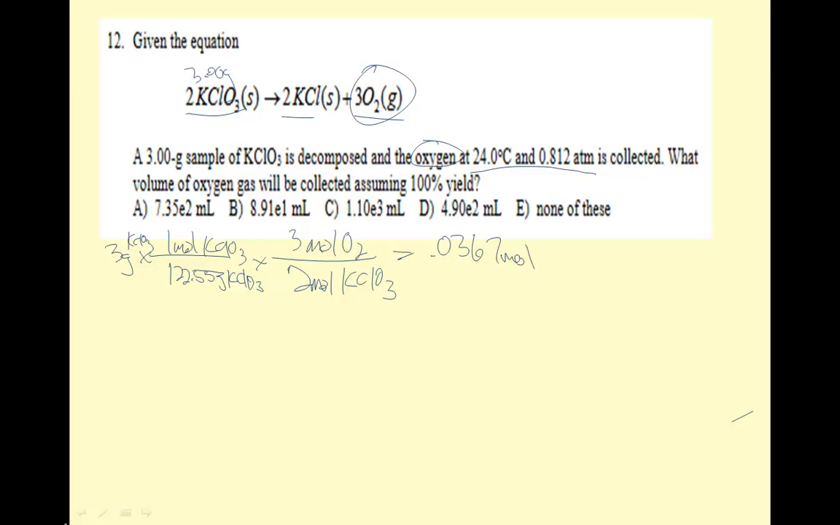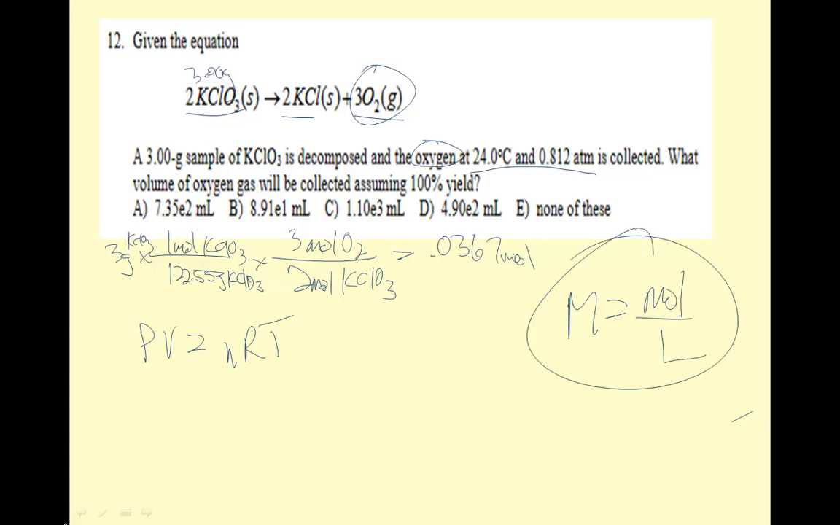And then if I want to find out what volume, I'm going to use PV equals nRT. And this is pretty common, just to slap a PV equals nRT on the end of it. Remember how we slapped a molarity equals moles over liters at the end of some problems for solutions? This will be very common. My pressure is 0.812. My volume is what I'm solving for. My moles are 0.0367. R is 0.0821. Temperature is 24, no way. 24 plus 273 is 297. V equals whatever it equals.